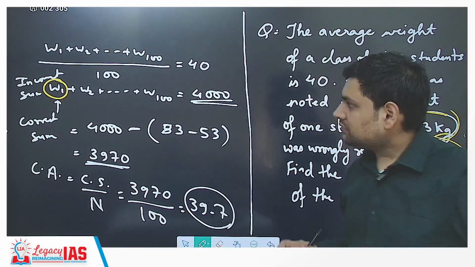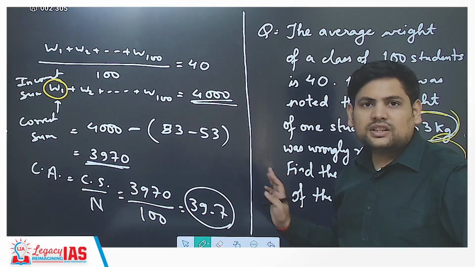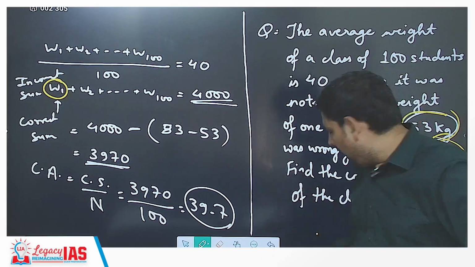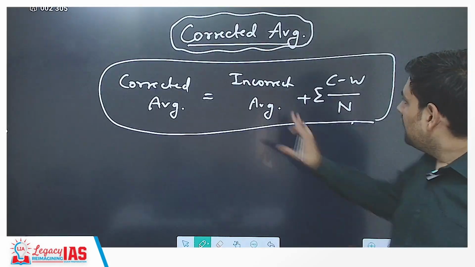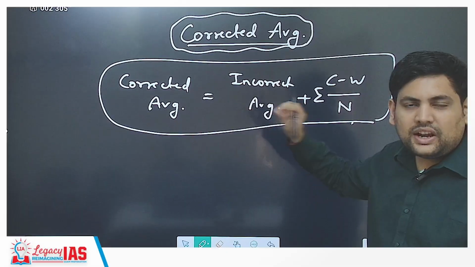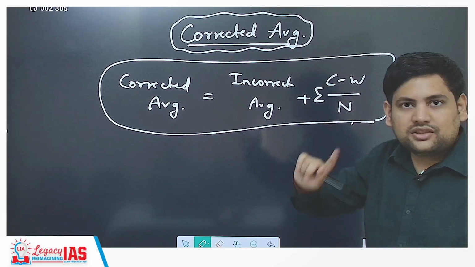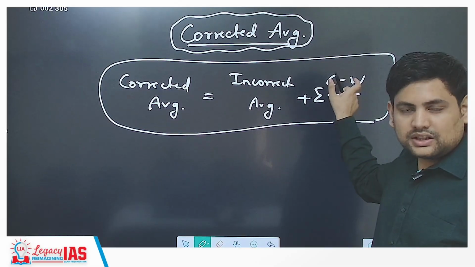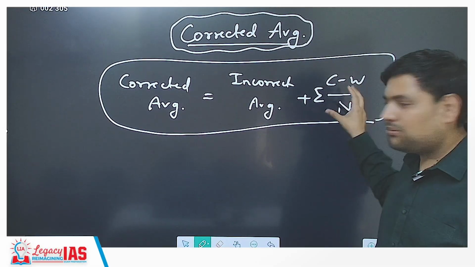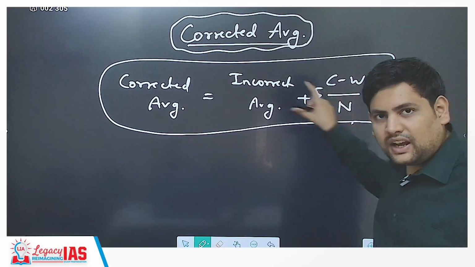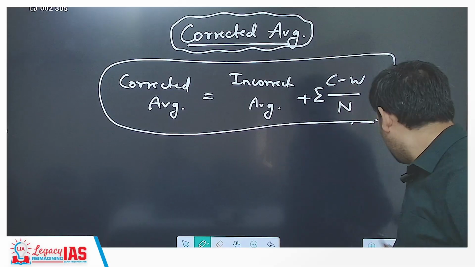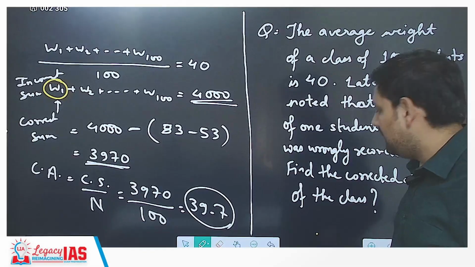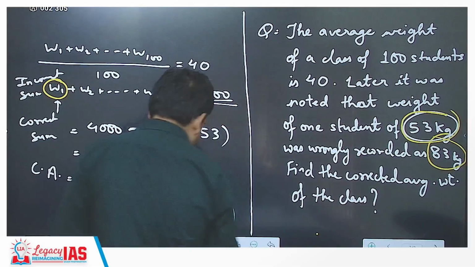Now if I have to do this directly using that formula, you understand how that formula might have come. See, the incorrect average you anyway have, from where you can get the change. Whatever change you are getting is actually from the correct minus wrong. This is the change, and divided by the total number is actually changing the average by exactly that quantity. So you can do that directly. Now let's see how you would do that directly.